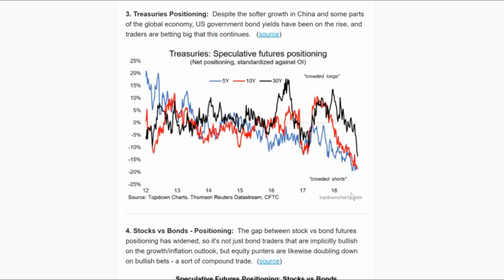Number 3, Treasuries. Now this one's quite interesting. It shows speculative futures positioning in US Treasuries, and basically traders are very bearish on Treasuries. They're expecting bond yields to rise. And that's quite interesting in the context of the previous two charts, because if you think about what drives bond yields higher, well, if you want to leave sovereign credit risk out of it for now, because it's not really relevant for America, and some people might muse that it could be at some point, but really it's off the table, it's really down to growth and inflation.